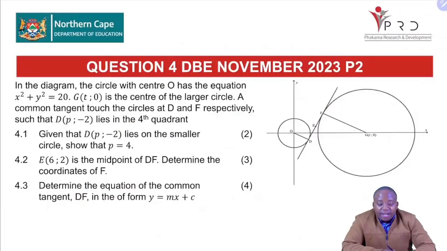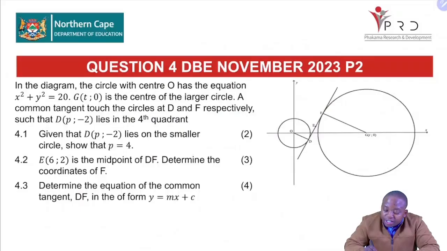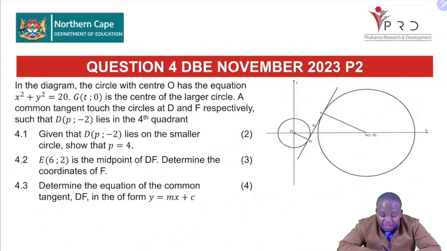Welcome back, grade 12. Let us look at 4.1. We are told that in the diagram, the circle with center O has the equation, okay? So you have a circle with center O, which is a small circle, and the equation is x squared plus y squared equals 20. That makes sense because it is centered around the origin. And G, which is (t, 0), is the center of the larger circle, okay?